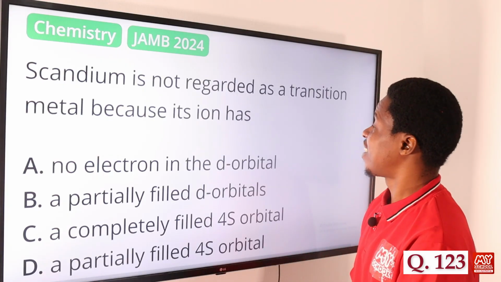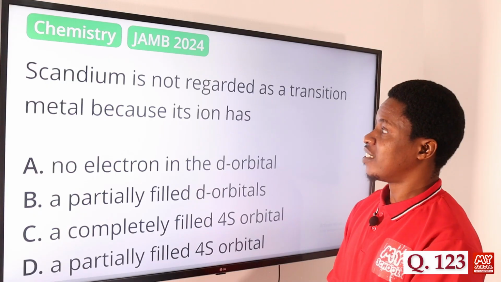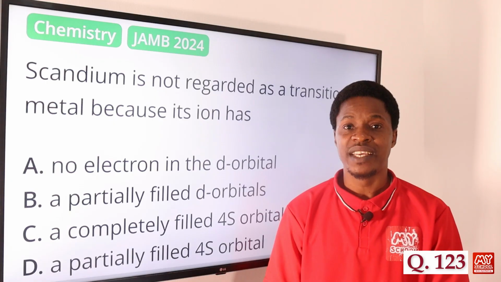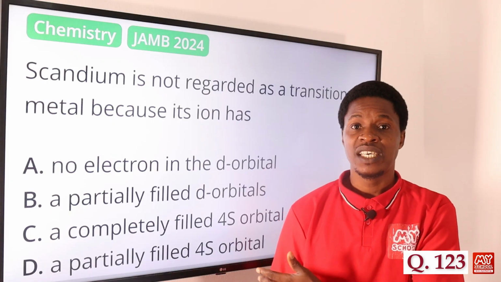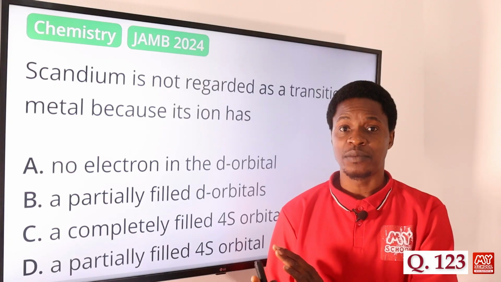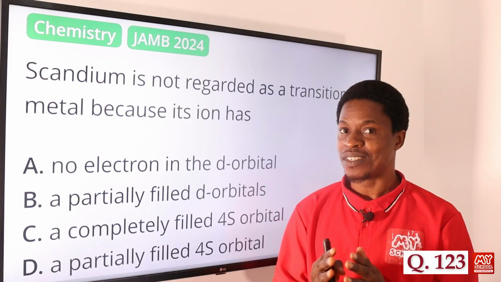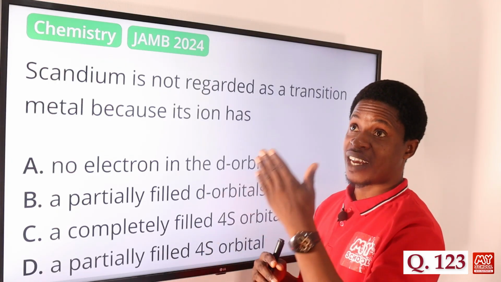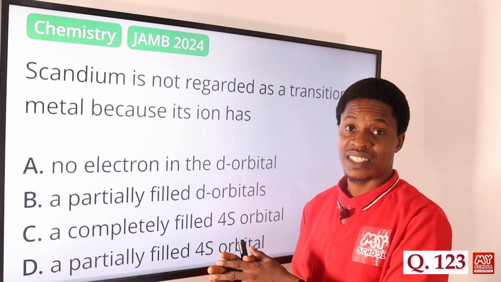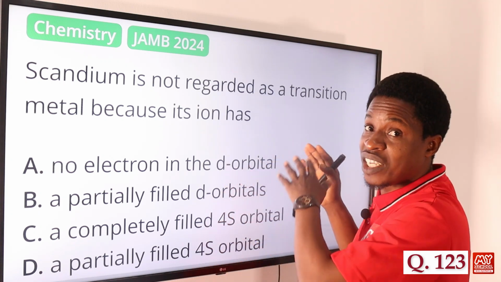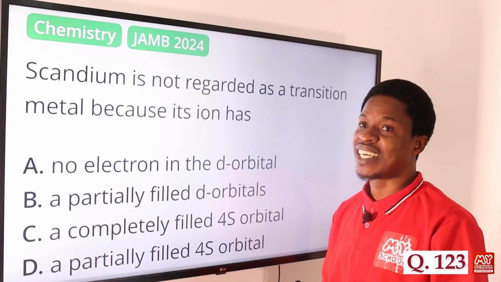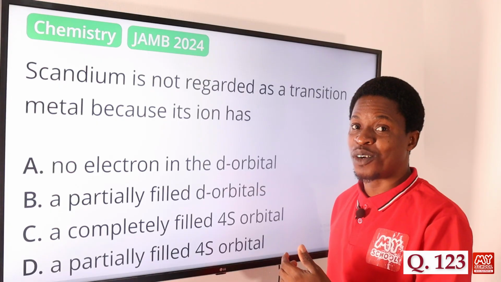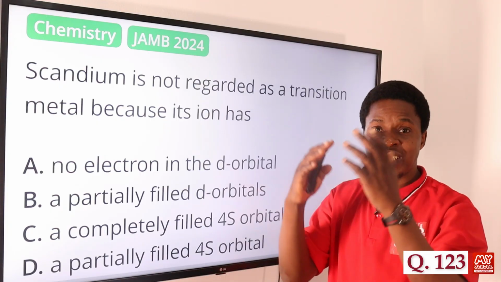Scandium is not regarded as a transition metal because its ion has what? Remember, transition metals are elements that have partially filled d orbitals, not fully filled, not completely filled, partially filled. The first series of transition metals are elements from 21 to 30, ranging from scandium. But in most cases, scandium is not regarded as a transition metal. And the last one, zinc, also is not regarded because zinc has a completely filled d orbital shell.